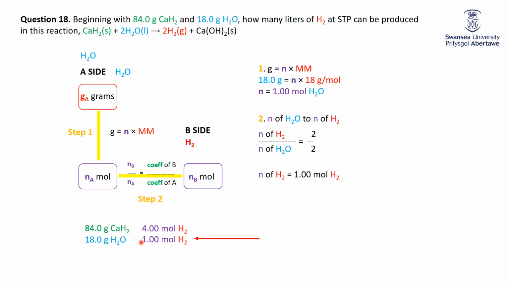That wasn't the question though. The final question was how many liters at STP? Well, at STP, 1 mole, which is what we got, occupies 22.4 liters. So calcium hydride in excess, water is the limiting reactant, enough water for 1 mole of H2, which at STP, along with any gas, 1 mole occupies 22.4 liters.